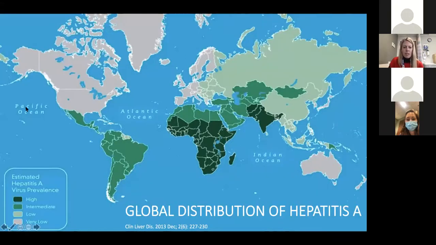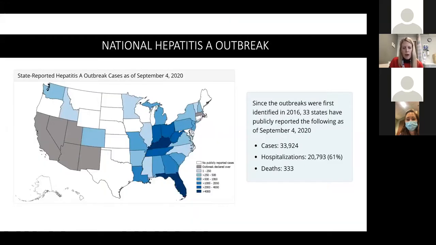The burden of hepatitis A is really found in sub-Saharan Africa and South Central Asia, with some intermediate prevalence of Hep A in Latin America and parts of the Middle East as well. Although we do have quite a bit of hepatitis A in recent years closer to home. As many of you may know, there's been a national outbreak of hepatitis A really dating back to 2016.